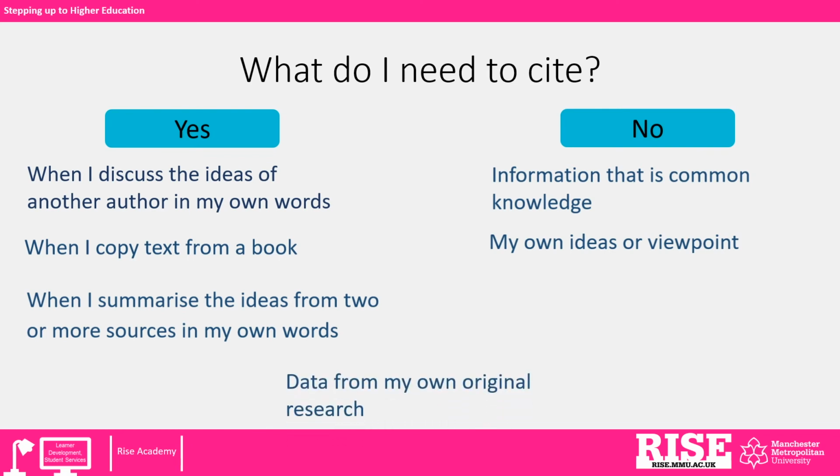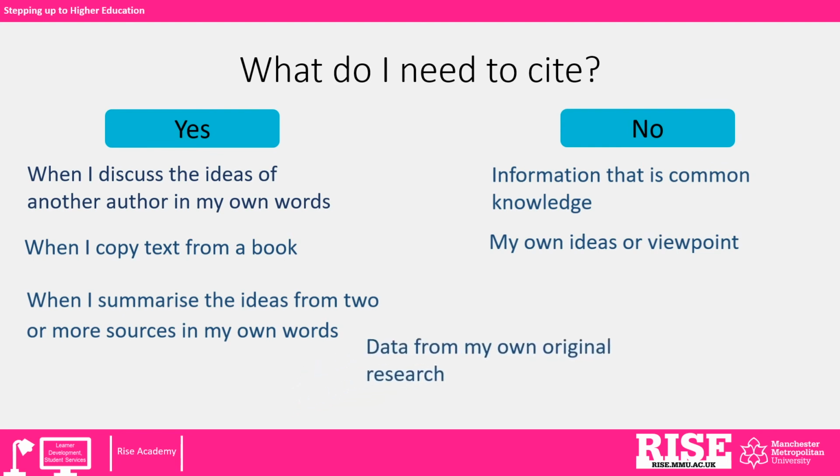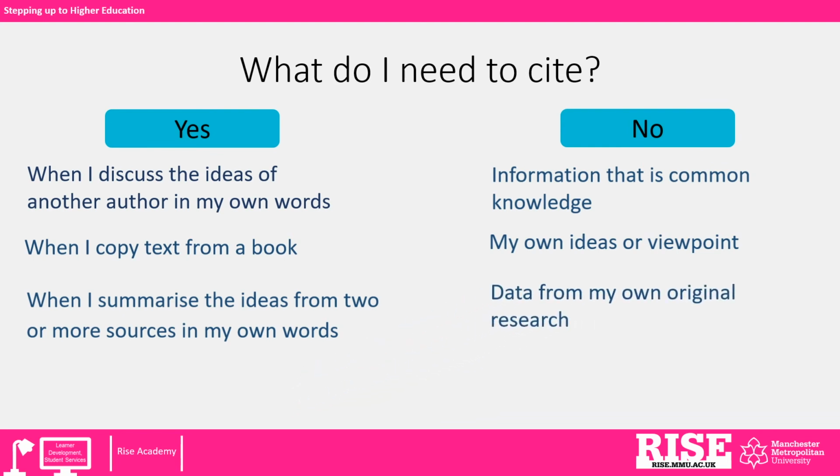Data from your own original research. You don't need to cite data from your own original research, as it is your own work. Some of your units may require you to undertake your own original research, for example, carrying out a survey or a questionnaire. When you then go on to use the data collected from those surveys or questionnaires, you don't need to cite it in your assignment. However, if you have reused a survey or questionnaire that was created by somebody else, you would then need to attribute that work to the author.